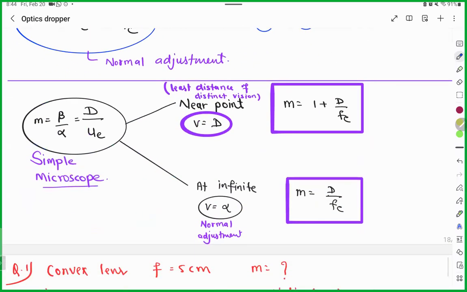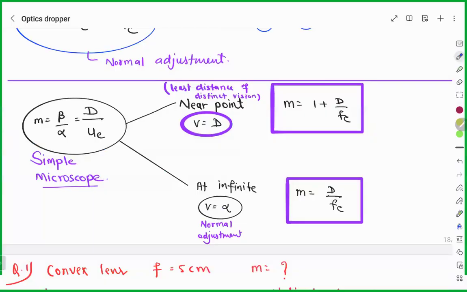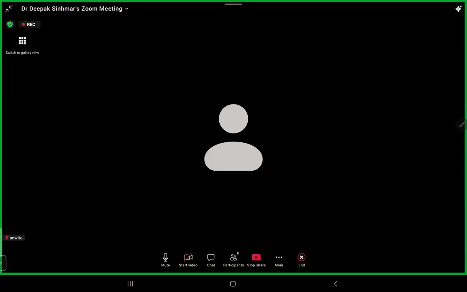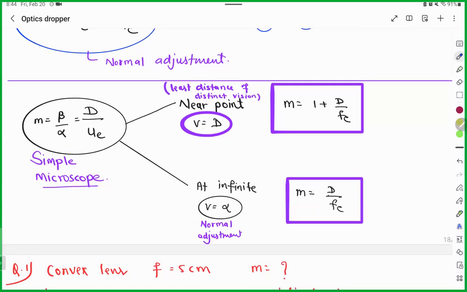So based on this, when we use a simple microscope, magnification is equal to beta by alpha or D by UE. Now you have two versions of this.